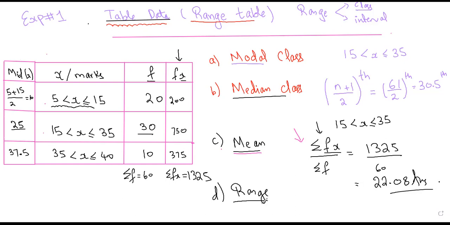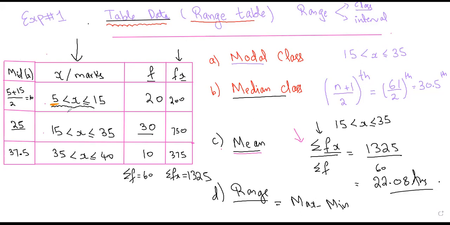Right. Now the last thing is range. How do we find range? We find range by doing maximum minus minimum. So these are the marks. You have these marks in ranges already. From these ranges, you need to determine what is the least value of the marks and what is the maximum value.